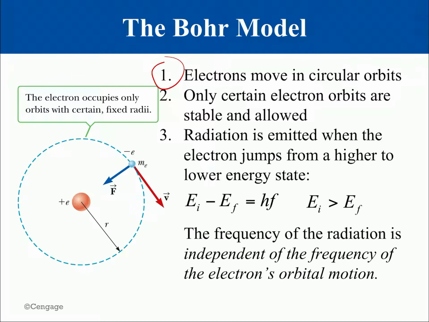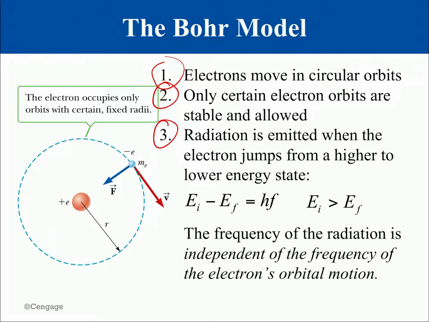The Coulomb force produces the electron's centripetal acceleration. So there we are literally treating it like a classical planet, except instead of gravity holding the system together, it's the Coulomb force holding the system together. 2, only certain electron orbits are stable and allowed. So the orbits are special, they're stable. And because they're stable, the electron can't lose energy and spiral inwards because it's impossible. There's something stopping it. The orbits are like grooves, imaginary grooves.